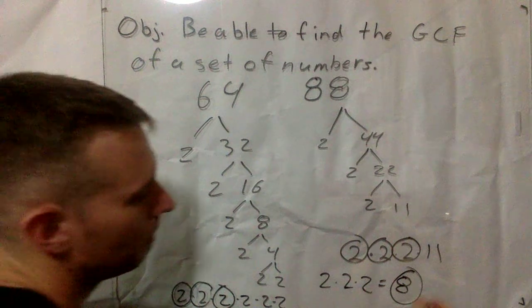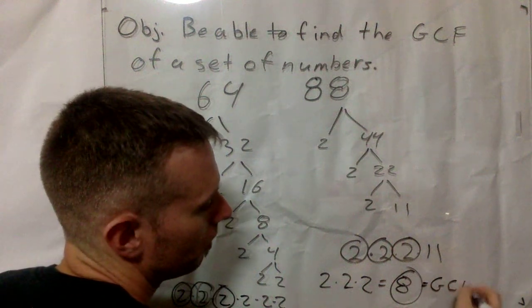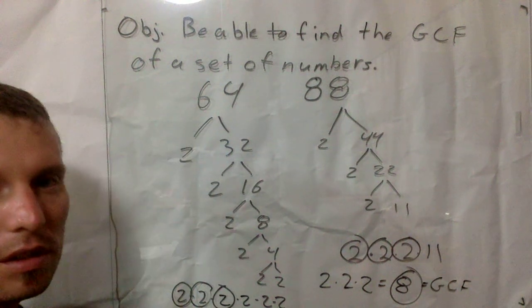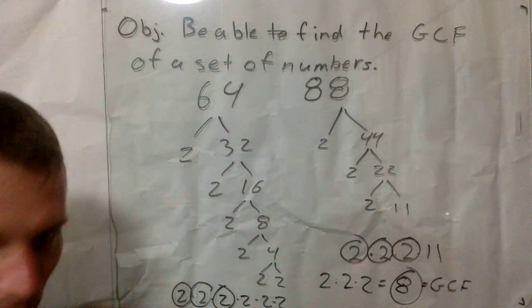So the greatest common factor for these two numbers is 8. Again, that's using factor trees.